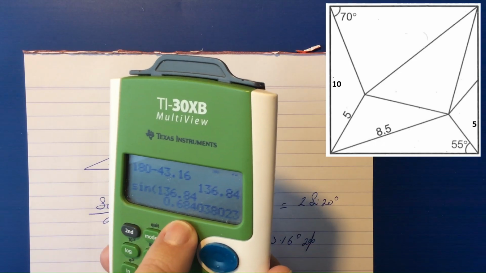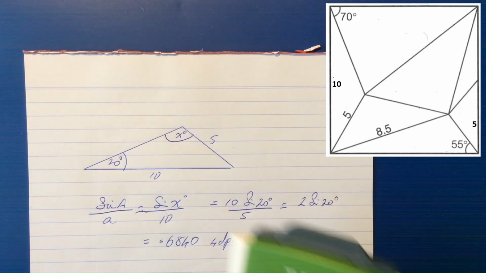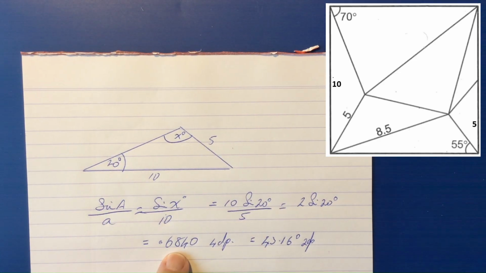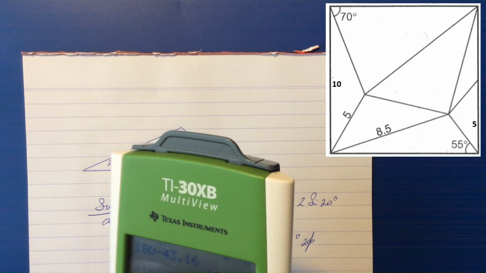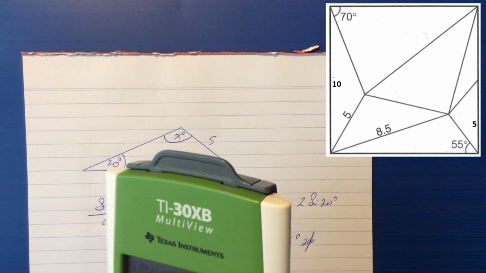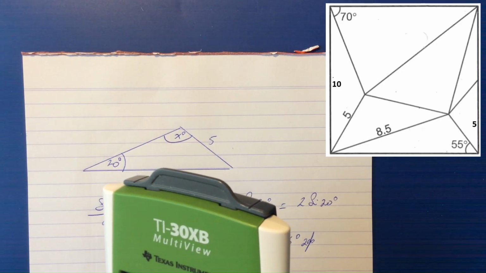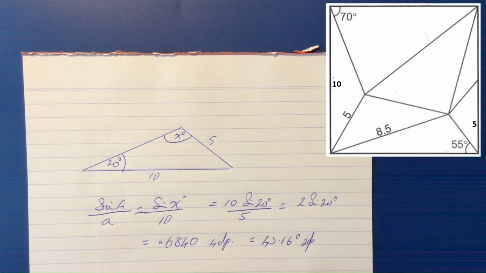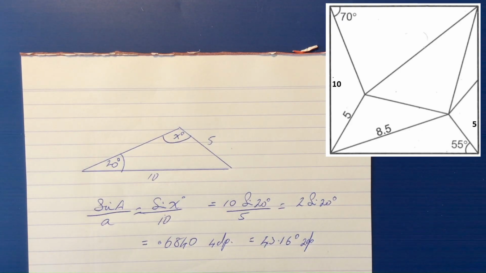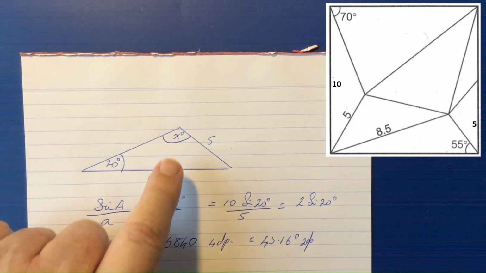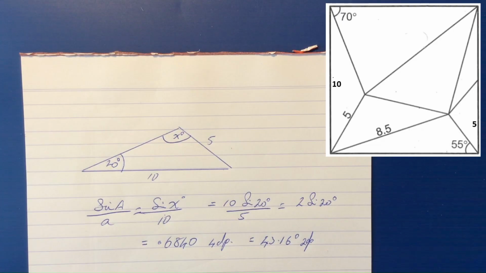Now, please note that, and note this. There are two cases where the sine will give us either this or this. And that's why this thing is about 136 degrees.